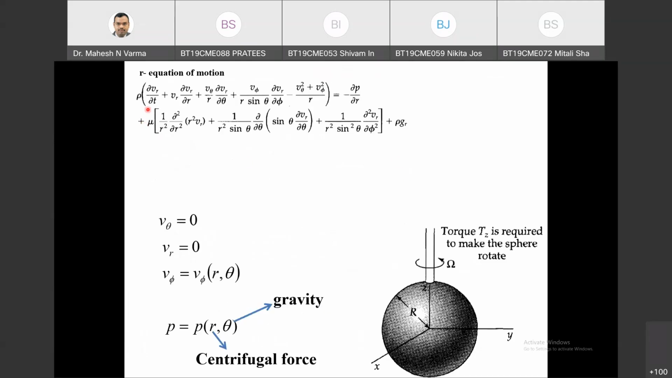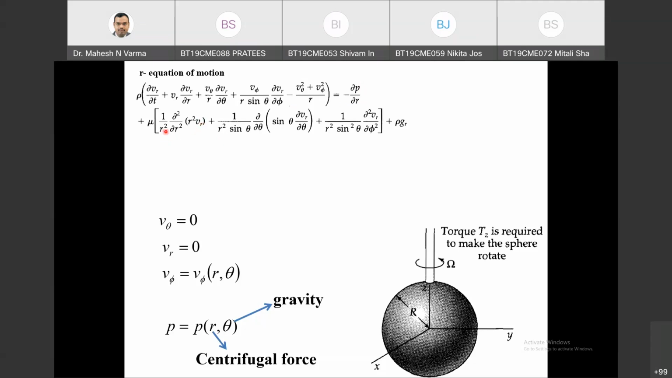So this is the R equation of motion. This is 0 because of steady state. Vr equals 0, hence this is equal to 0. This is also equal to 0. Vr equals 0, so this is 0. V theta is 0. V phi is non-zero here. So this is 0, and this is non-zero, because pressure is varying in the R direction because of centrifugal force.